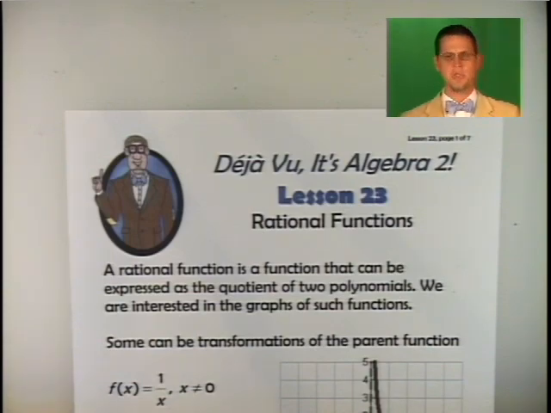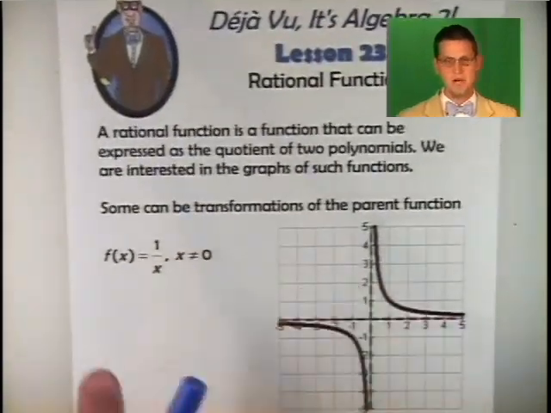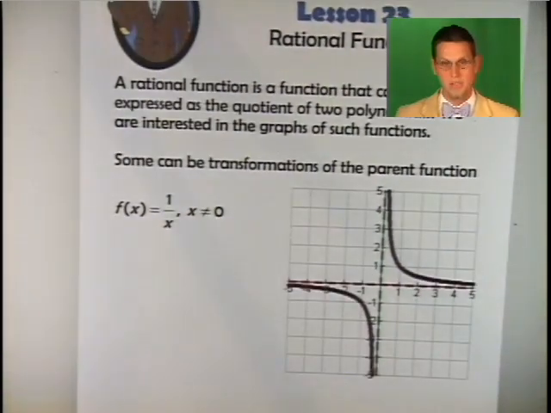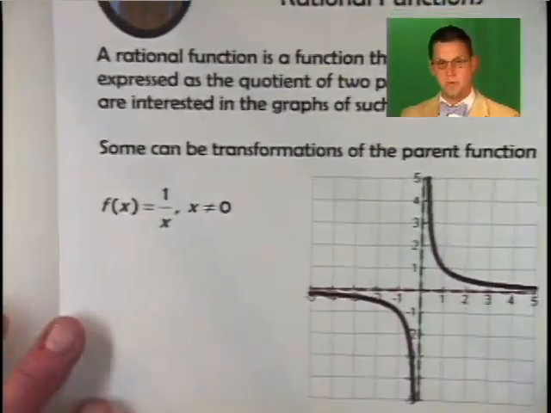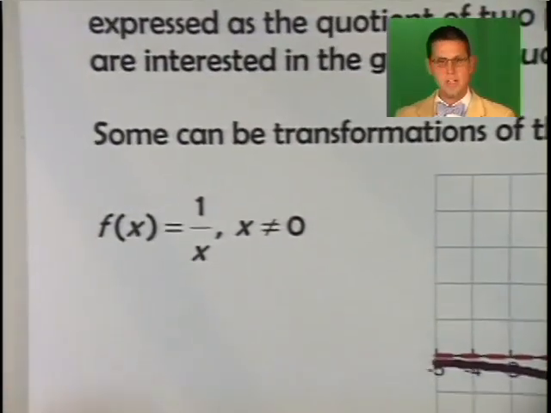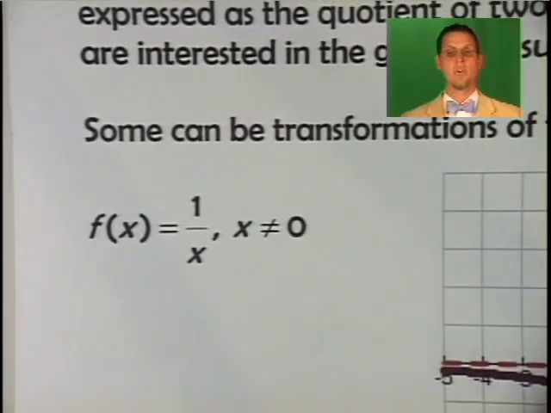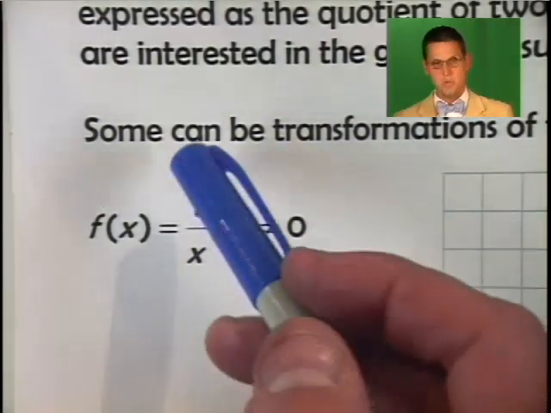Now, some rational functions can be graphed as transformations of a very common, scaled-down rational function called 1 over x, the reciprocal function. And here's what the reciprocal function 1 over x looks like. We are going to be looking at the graphs of these rational functions today. So you could think of this as a parent function, and the transformations are going to be transformations of this parent function. So it's just 1 over x.